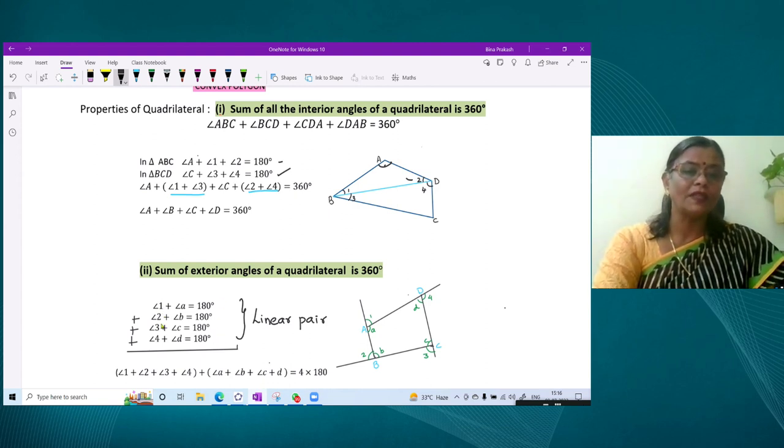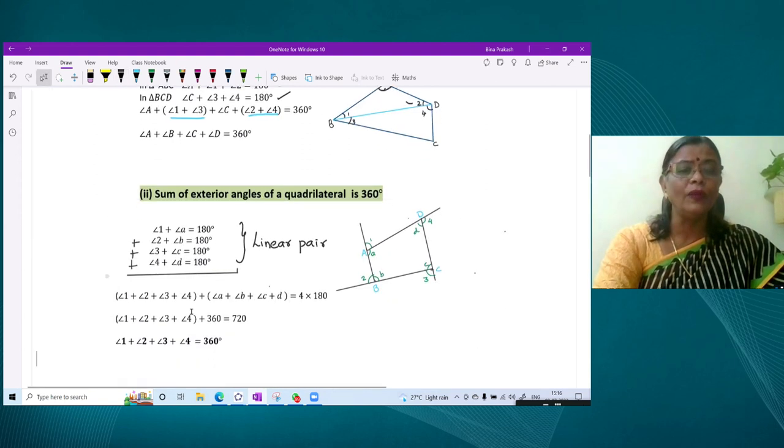So adding all these expressions, I've taken the numerals A, B, 1, 2, 3 together and the literals, A, B, C, D, together. So on the right side, what do we get? There are 4 times 180 degrees. Now you solve it, what do we get? We come across this expression angle 1 plus 2 plus angle 3.